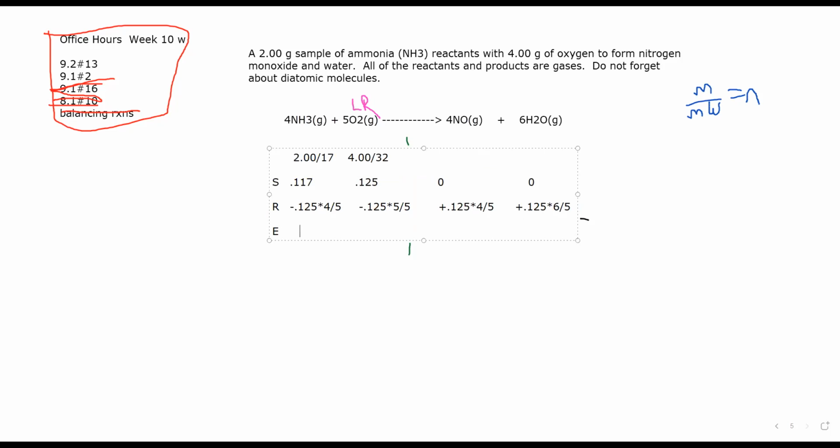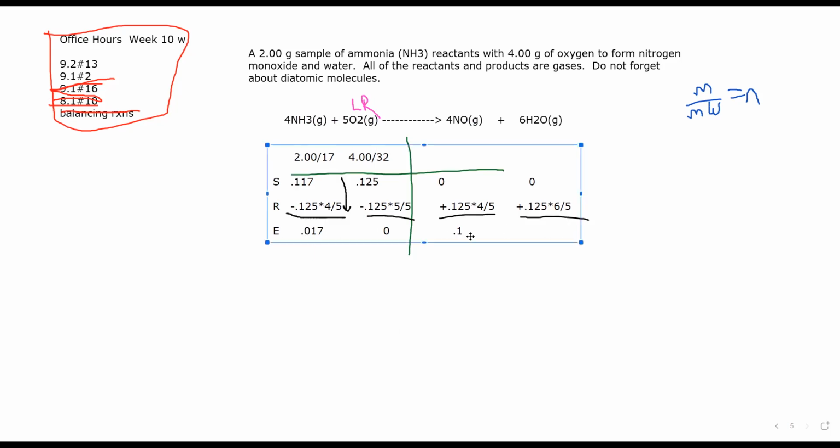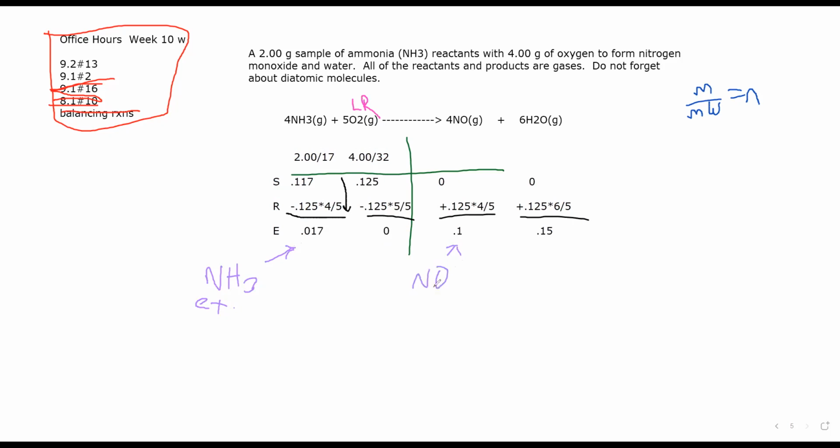So I'm going to have 0.017. I'm going to have 0. I'm going to have 0.1. And I'm going to have, this one I actually have to punch into the calculator, 6.5, 0.15. So that's my amount created in each case. This is going to be moles of each thing in each column. So this number here is going to be my excess NH3. This number here is going to be my NO produced.